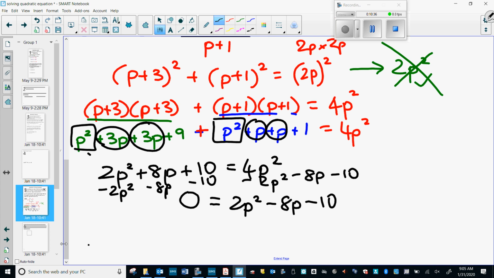So is the 4p squared not there anymore? No, because we had 4p squared. Take away 2p squared. That equals 2p squared. That's the thing.